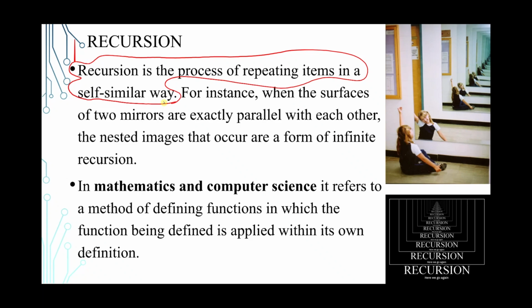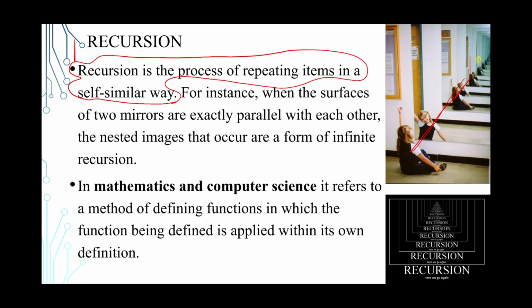So for instance, when the surfaces of two mirrors are exactly parallel with each other, the nested images that occur are a form of infinite recursion. Because as you can see in this picture, you're going to see nested images that are infinite.